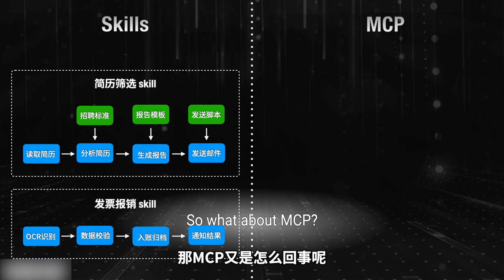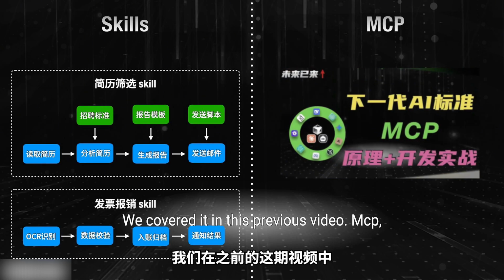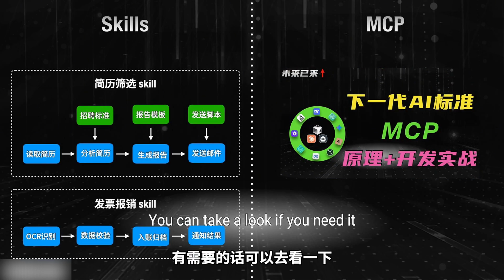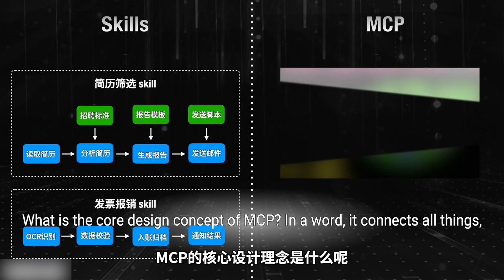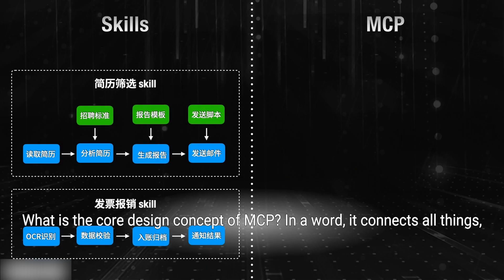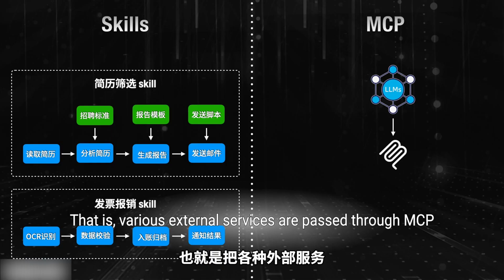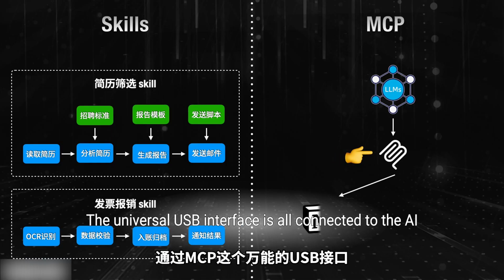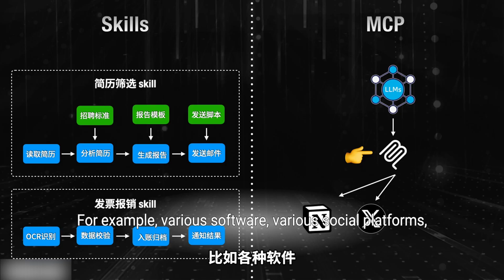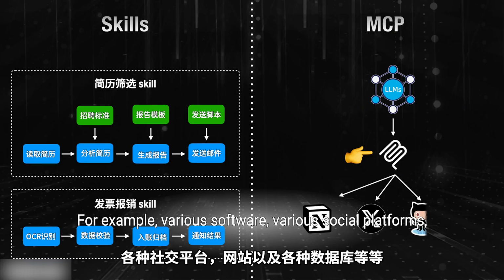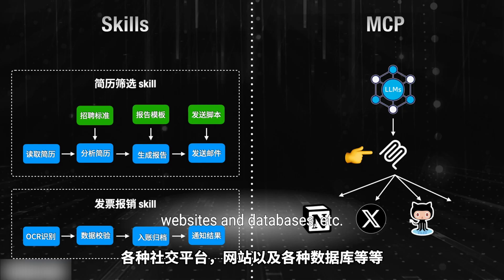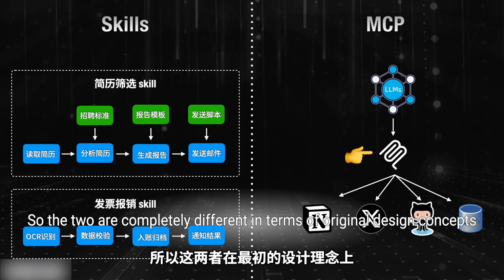So what about MCP? We covered it in this previous video. MCP, you can take a look if you need it. What is the core design concept of MCP? In a word, it connects all things. That is, various external services are all connected to the AI through MCP, a universal USB interface. For example, various software, various social platforms, websites and databases, etc. So the two are completely different in terms of original design concepts.